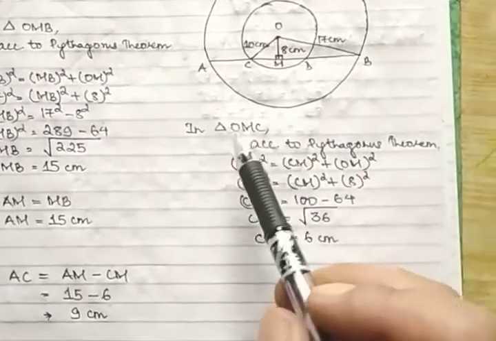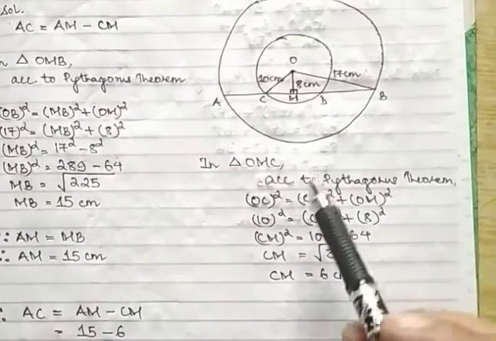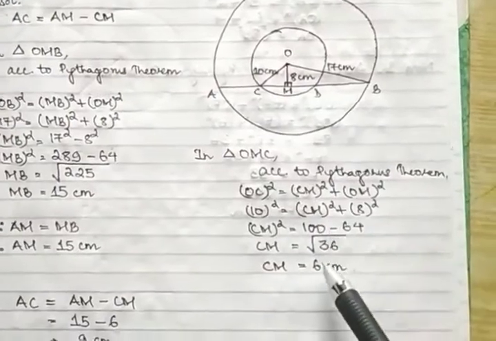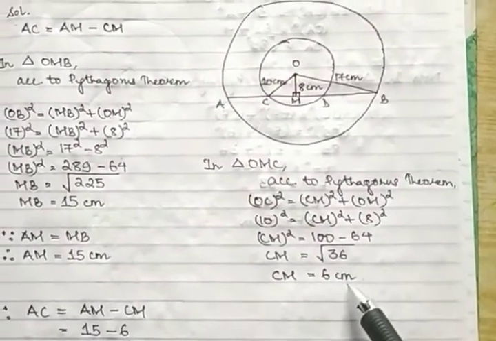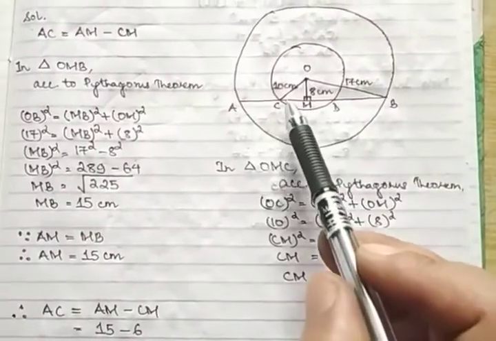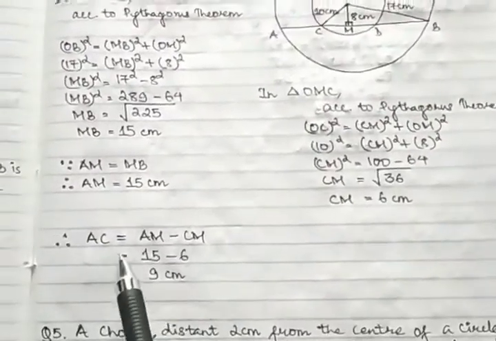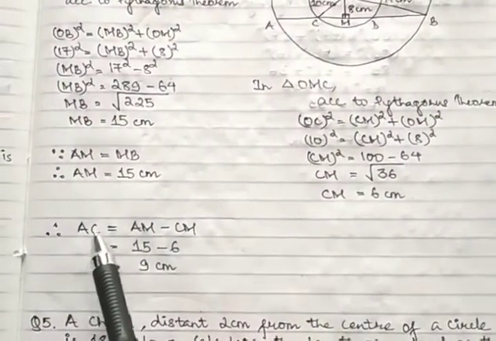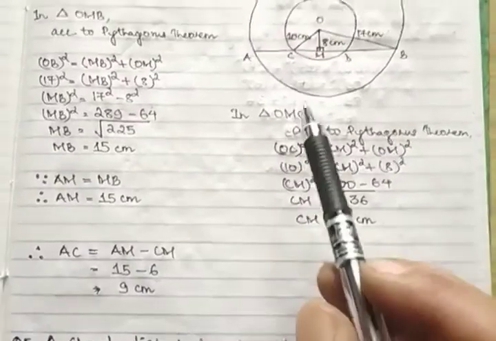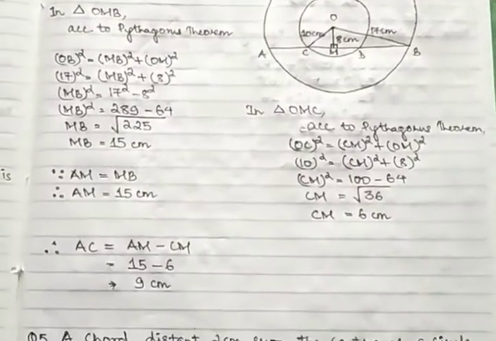Now again, as I've already told you, in triangle OMC, according to the Pythagoras theorem, in this small triangle, again from there too I have figured out the length of the base, that is CM equals 6 centimeter. Now from this line, that is the AM line, if I subtract the CM line, I'll get the value for AC, isn't it? So that is what I have done here. Therefore AC equals AM minus CM, so AM we got as 15, so 15 minus 6 is your 9 centimeter. So this is how you get the value for AC as well. I hope you kids understood.